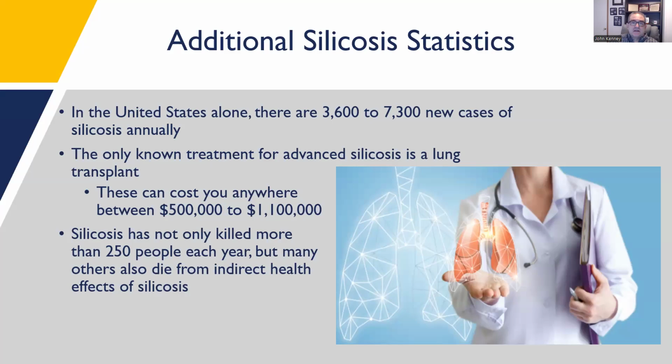In the United States alone, there are 3,600 to 7,300 new cases of silicosis annually. The only known treatment for advanced silicosis is a lung transplant. These costs can range anywhere between 500,000 and 1.1 million, and they're going up every day. Silicosis has not only killed more than 250 people each year, but many others also die from indirect health effects of silicosis.